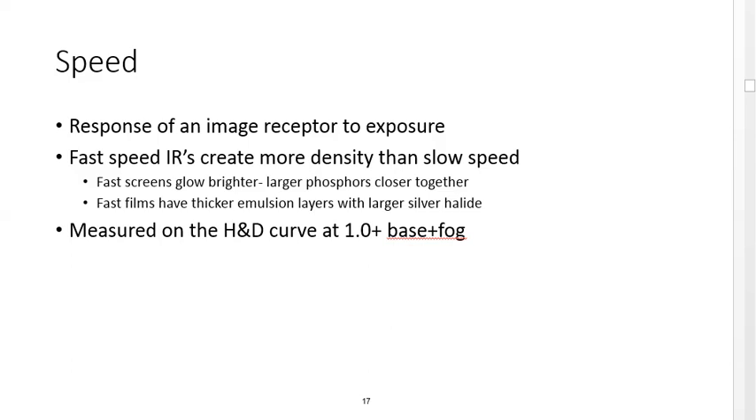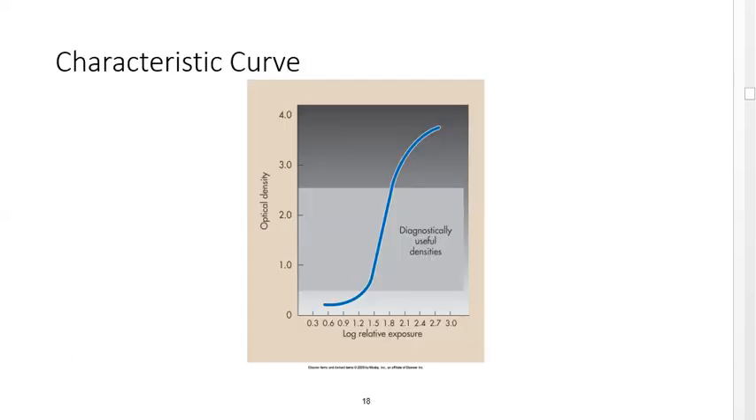And fast films have thicker emulsion layers with larger silver halide crystals. So we have more silver, and the silver halide crystals are much larger, and so they interact more with both the X-rays and the light. So you've looked at the characteristic curve, so I'm not going to spend any time on that.